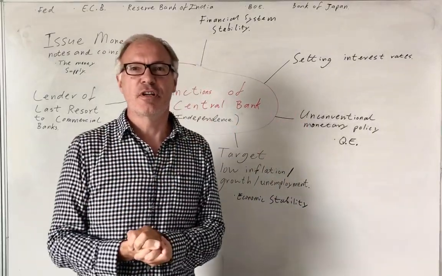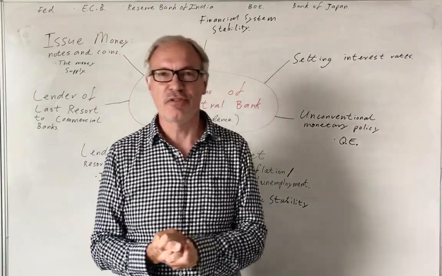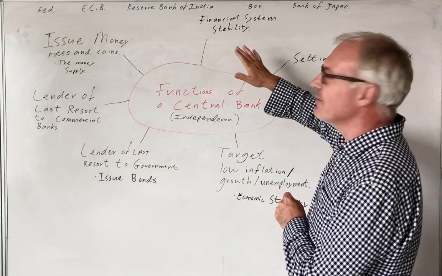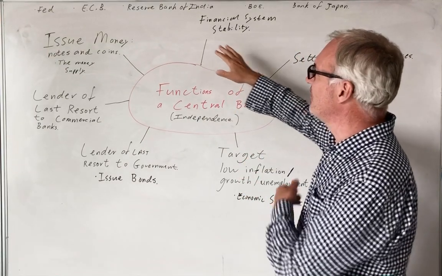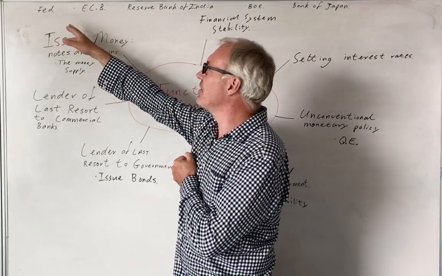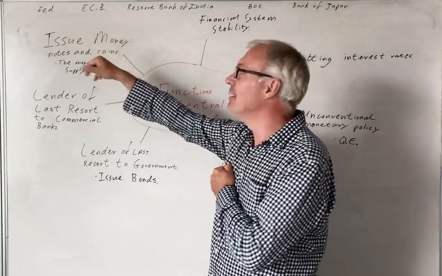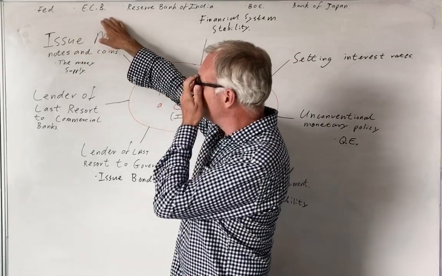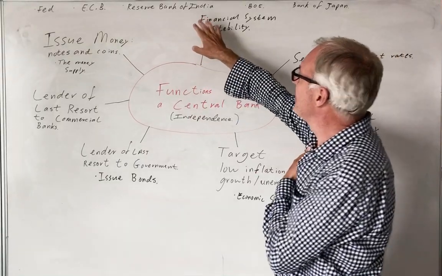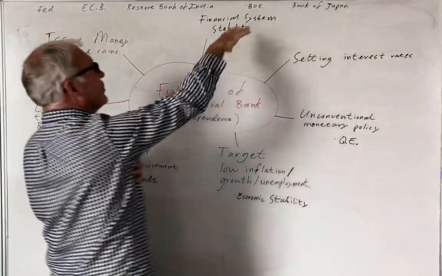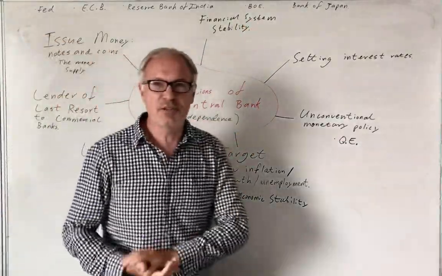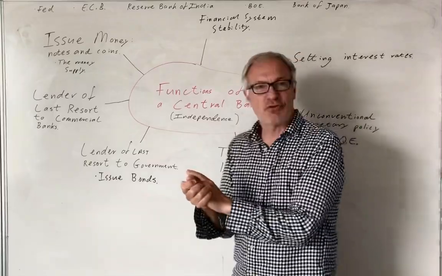So in this video we're going to look at the functions of central banks. Obviously there are many central banks in the world, key ones being, for example, the Federal Reserve in the United States, sometimes known as the Fed, the European Central Bank for the Eurozone, the Reserve Bank of India, the Bank of Japan, and of course the Bank of England in the City of London. What we're going to look at in this video is the main functions of central banks.